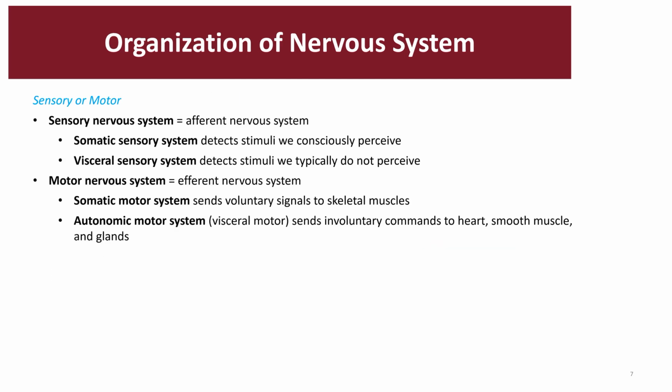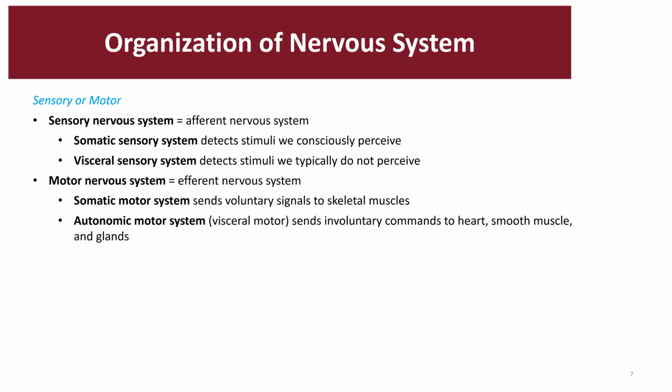The organization of the nervous system. So the two structural divisions of the nervous system, as I've just mentioned, are the central nervous system and the peripheral nervous system. The two functional divisions include the sensory, on the left-hand side shown in blue, and then the motor division. The sensory division is further divided into the somatic sensory and then also the visceral sensory.